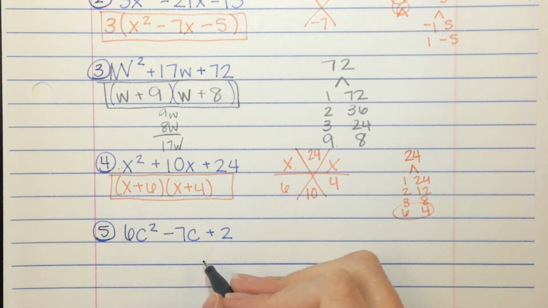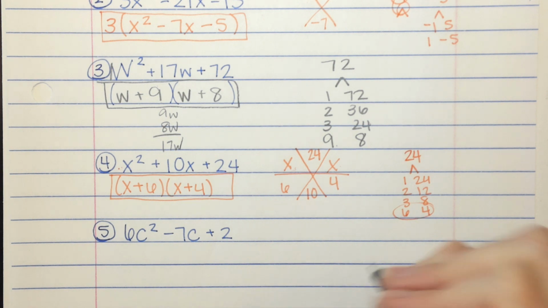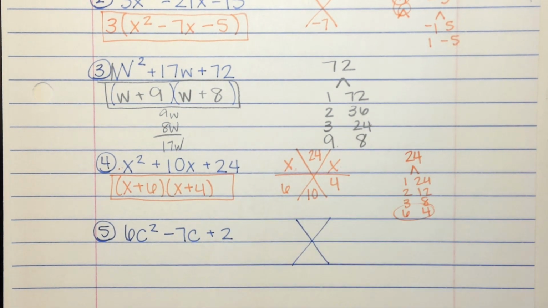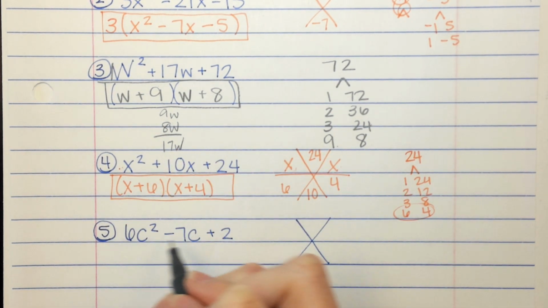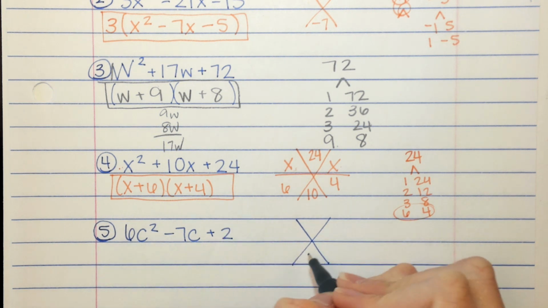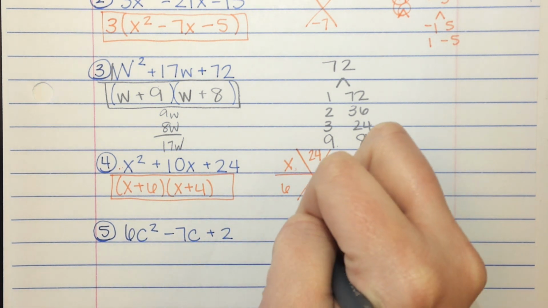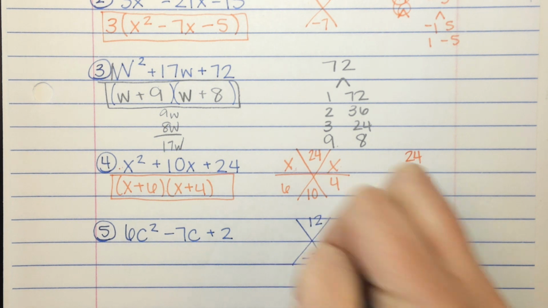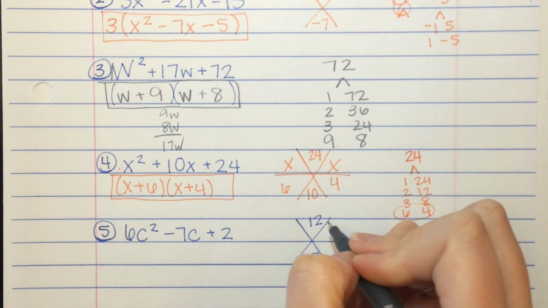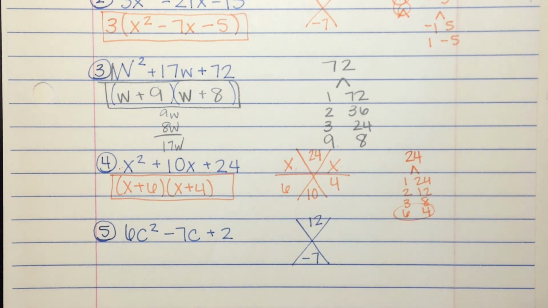Okay, let's check our answer. So for this one, I'm going to use factor by grouping. I don't have a GCF, so I can skip straight to this. 6 times 2 is 12. I have negative 7 on the bottom, so I need two numbers that multiply to give me 12 and add to give me negative 7.